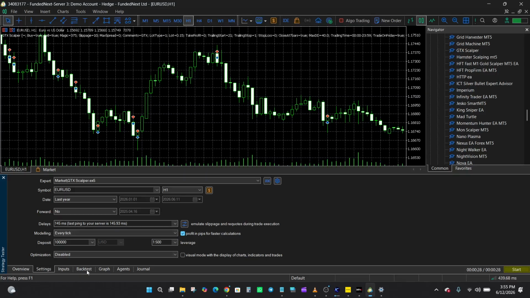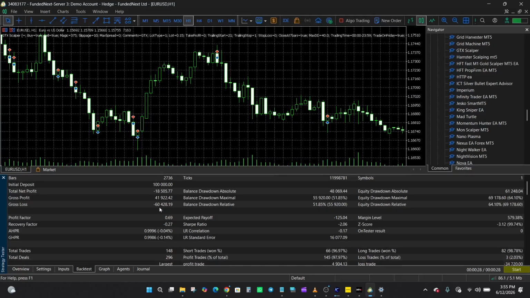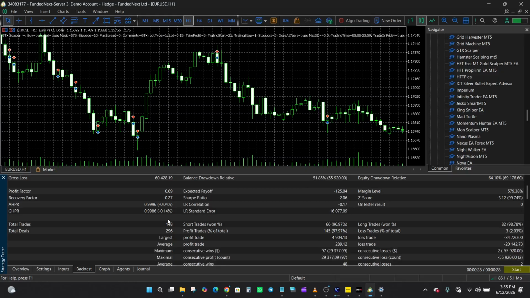Then looking at the backtest results, we can see that from an initial deposit of $100,000, the total net profit was negative 18,505.77, and the total trades taken were 148, out of which 145 were profitable. That gives us a 97.97% win rate. Not so far away from what we saw on the marketplace page.